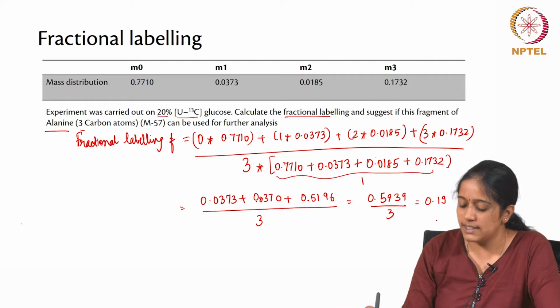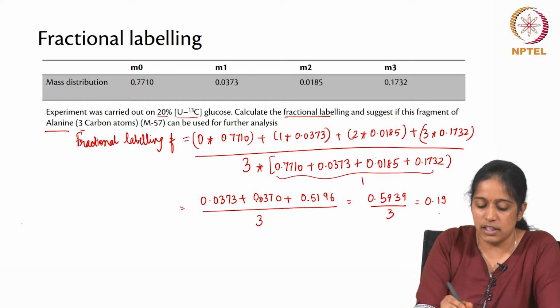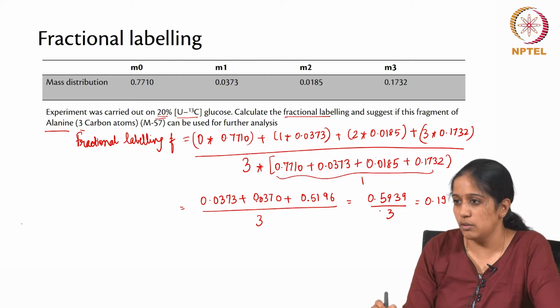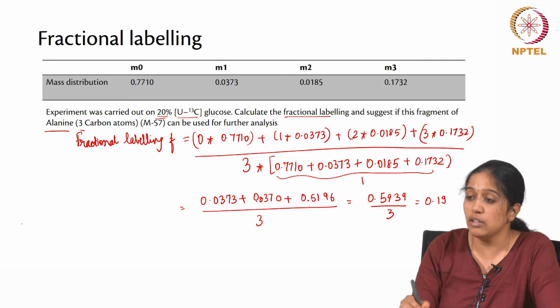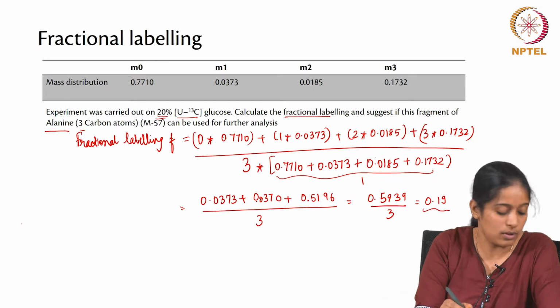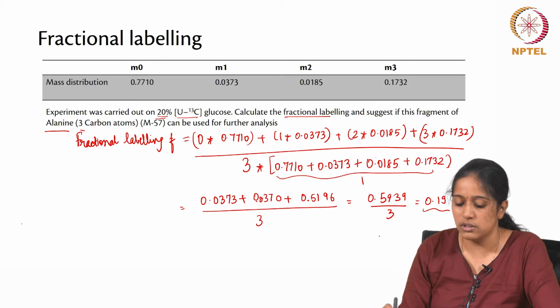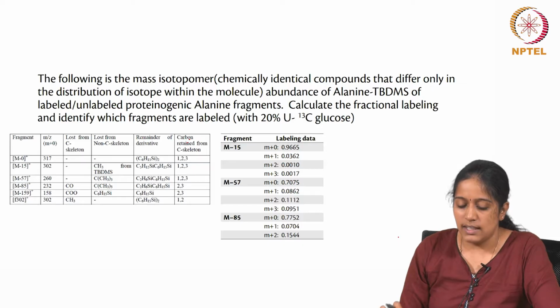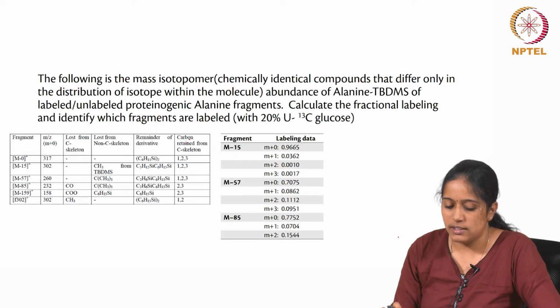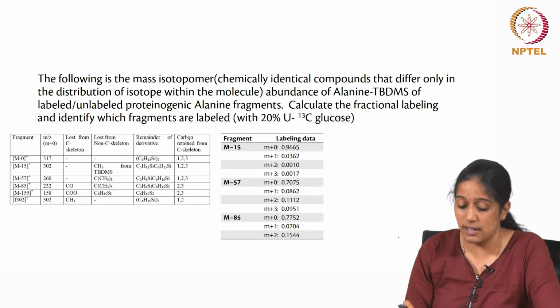So, if you observe this data, you get a fractional labeling of 0.19 when you have used 20% U-13C glucose, which means I can go ahead with this fragment because this is the level of confidence I have. So, I have 0.19 is the labeling that I observe when I give 20%, that is 0.2 glucose. So, this is how you calculate fractional labeling. In the next example, it is again to identify the fractional labelings and identify which fragments are labeled.